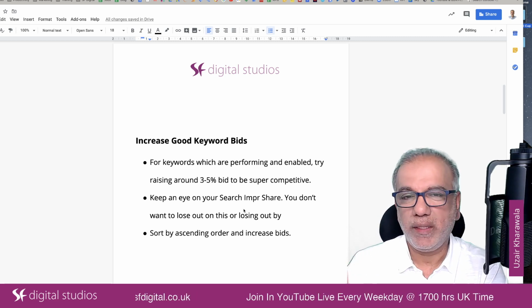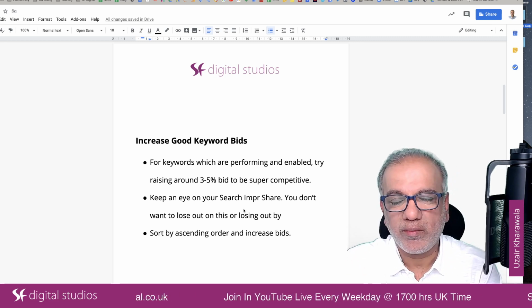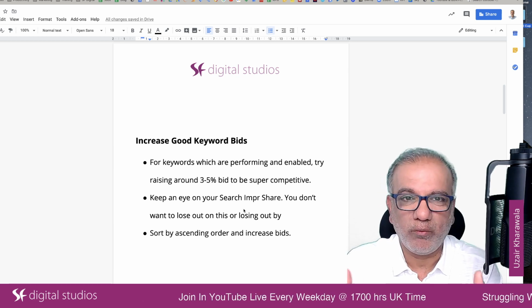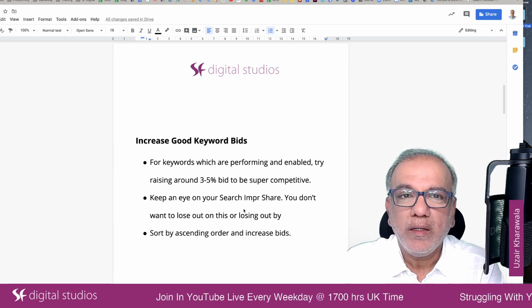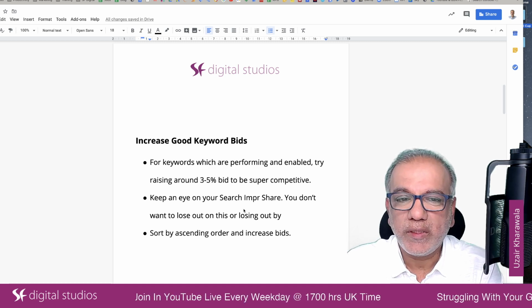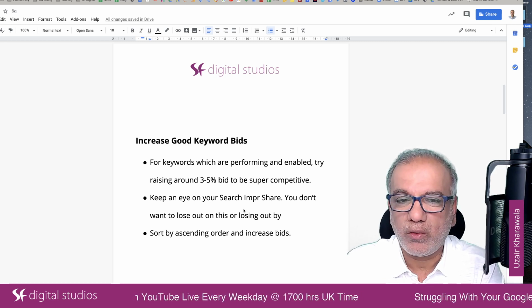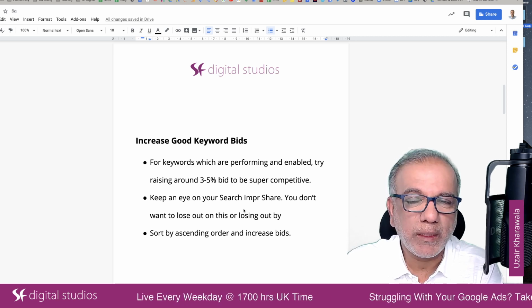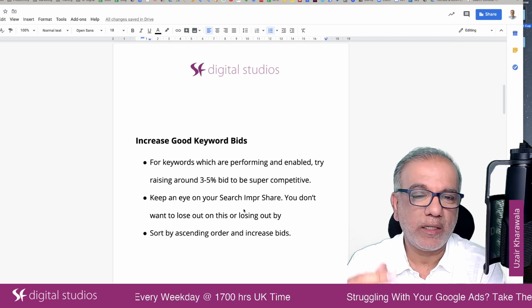So if everybody else is not running their campaigns in an organized way, or in a way where they should be running it, then you are going to win all day long at a fraction of the cost, because you will always beat them on the ad rank. Your ad rank will always be better.